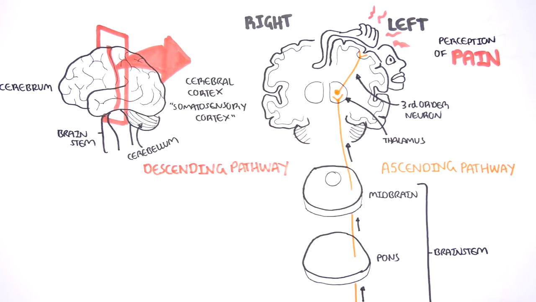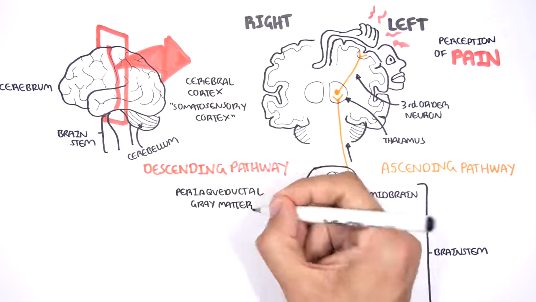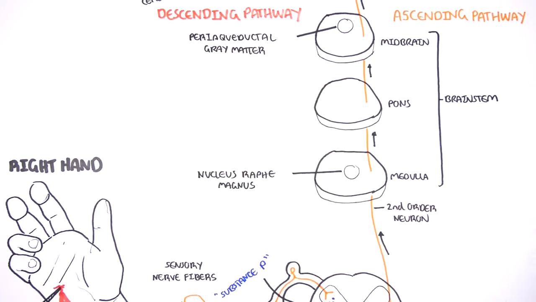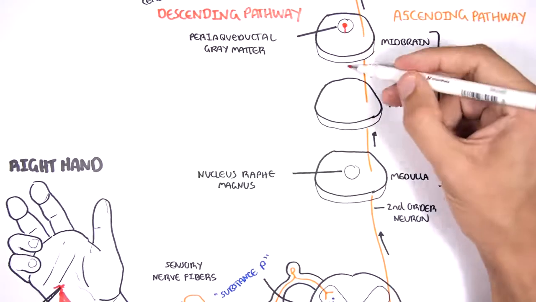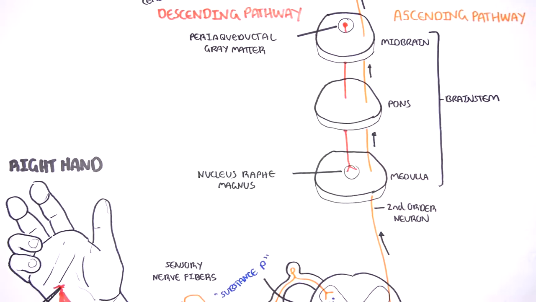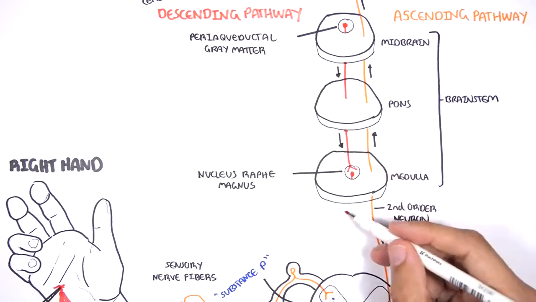While the ascending pathway is responsible for transmitting the pain signal up to the brain, the descending pathway is responsible for controlling and inhibiting the ascending pathway essentially. Important areas of the descending pathway include the periaqueductal gray matter of the midbrain and the nucleus raphe magnus of the medulla. When not inhibited, the neurons arising from the periaqueductal gray matter will go down to the nucleus raphe magnus and synapse with a second neuron.